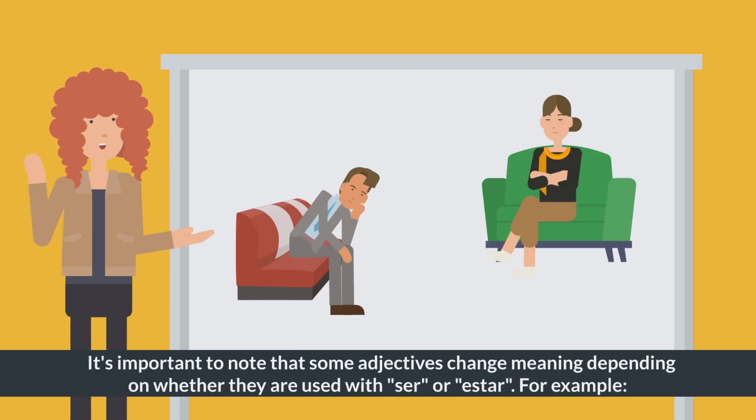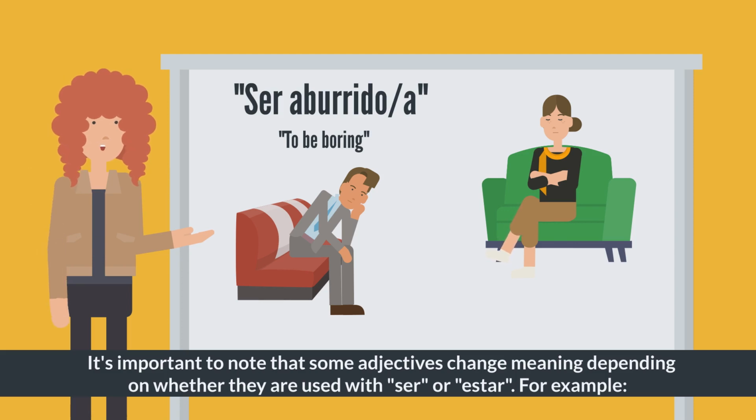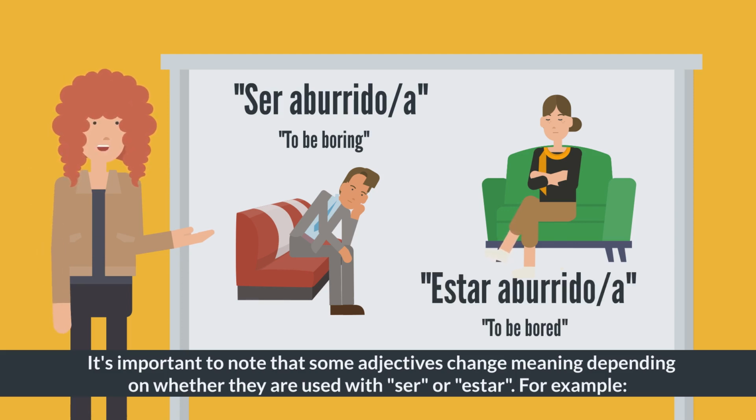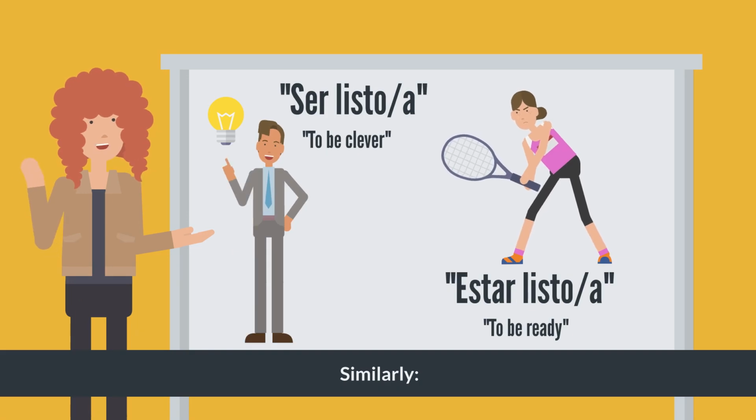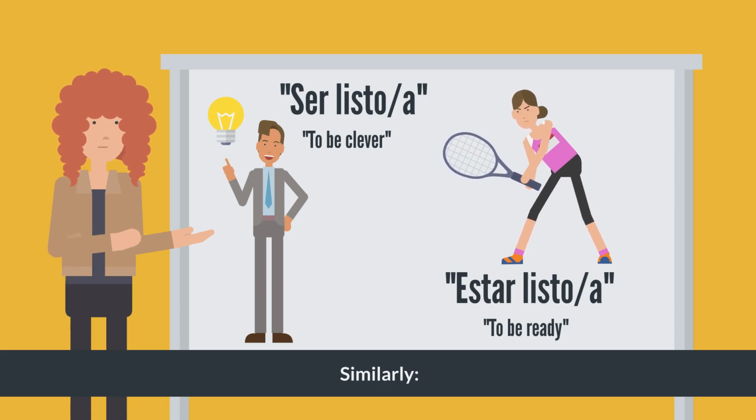It's important to note that some adjectives change meaning depending on whether they are used with ser or estar. For example, ser aburrido means to be boring, while estar aburrido means to be bored. Similarly, ser listo means to be clever, while estar listo means to be ready.